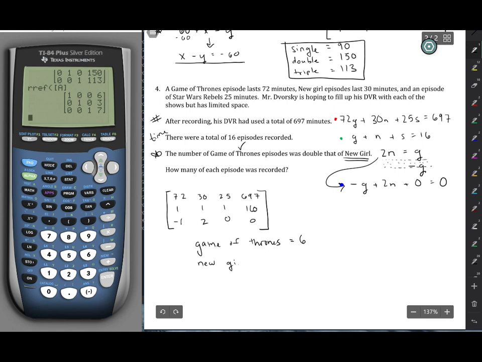New Girl is 3 episodes. And Star Wars Rebels is 7 episodes. It's always a good idea to check. Does it make sense as to what they told us? Double the amount of Game of Thrones. Notice how Game of Thrones is 6, New Girl is 3. Well, Game of Thrones there were more of. So again, be careful with some of those.